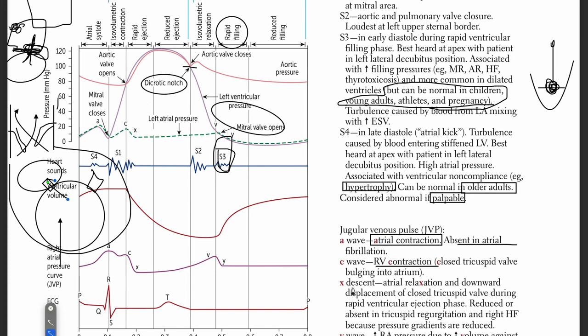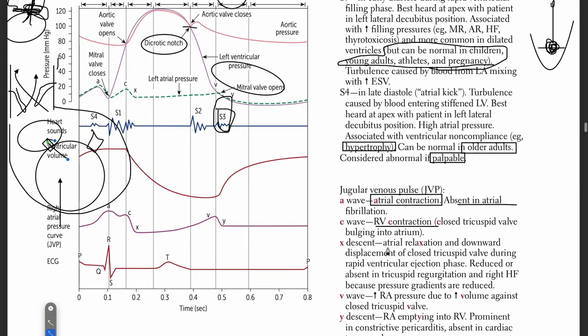Okay. You have X descent, that's atrial relaxation and downward displacement of closed tricuspid valve during rapid ventricular ejection phase. Reduced or absent in tricuspid regurgitation and right heart failure because pressure gradients are reduced. They're not going to ask you about this. They might ask you about this or this, but not this.